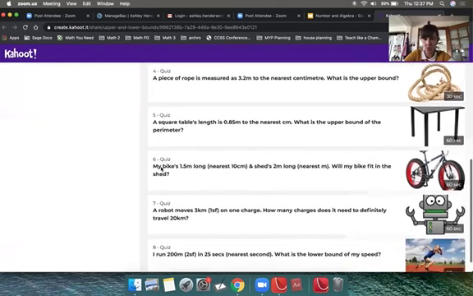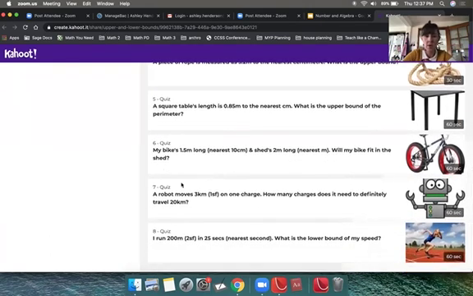Let's do one more. This one is kind of challenging, which is why I want to look at it. My bike is 1.5 meters long to the nearest 10 centimeters, so maybe it's not exactly, it's close. And the shed is 2 meters long to the nearest meter. Will my bike fit in the shed? We're going to say, is it guaranteed that it's going to fit in the shed? This question's a little confusing in that way.